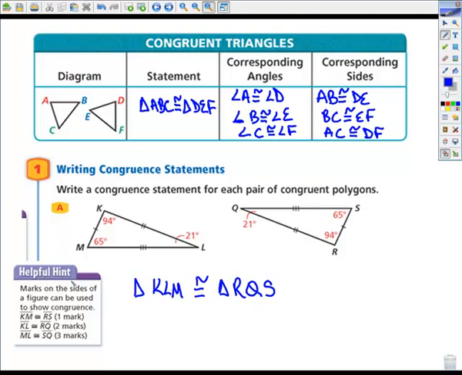If you look over here at the helpful hint, I have talked about this a little bit before. Marks on the sides of a figure can be used to show congruence. So we have KM and RS, they each have 1 mark, and it shows that they are congruent. KL and RQ have 2 marks, and ML and SQ have 3 marks.